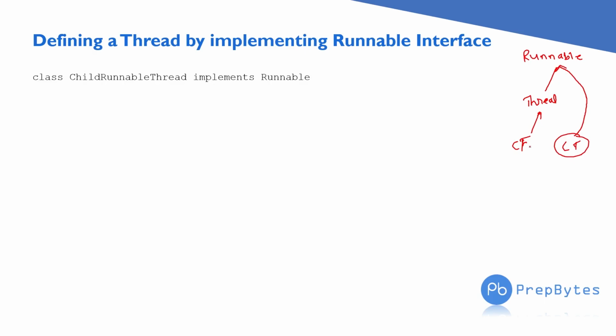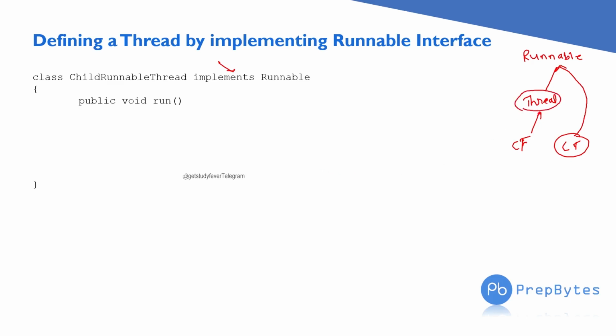Let's see the code for this. So ChildRunnableThread implements Runnable. This is the important line, that is it implements Runnable, correct? Not extends Thread but implements Runnable. That is an interface. The point is we are not overriding the run method. Overriding was in the case when we are extending the Thread class.